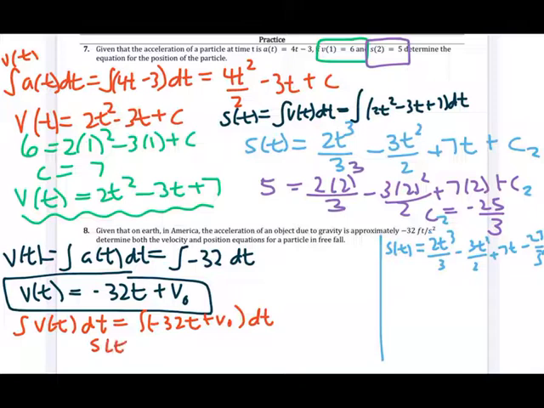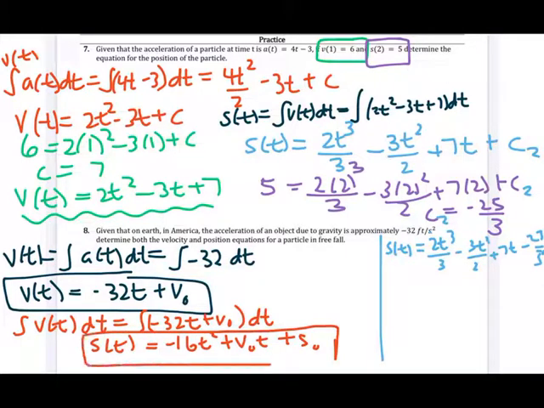So position is going to be negative 32t squared divided by 2, which is really just negative 16t squared, plus v0, which is now going to have a t on it, plus c, or in this case, we're just going to call that the initial position s0. So we now have our velocity function and our position function based on that given acceleration function.